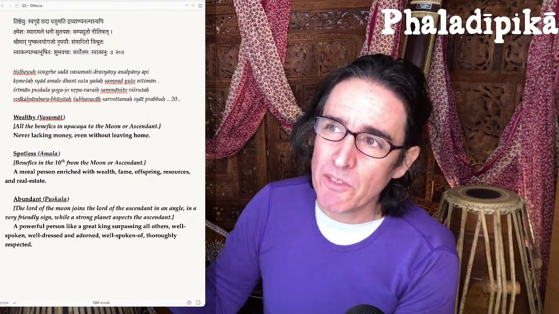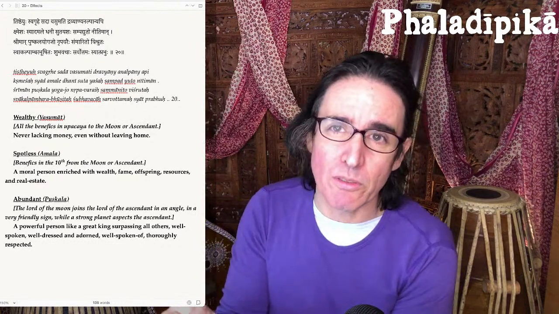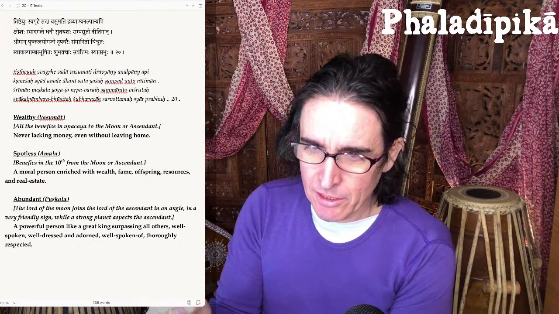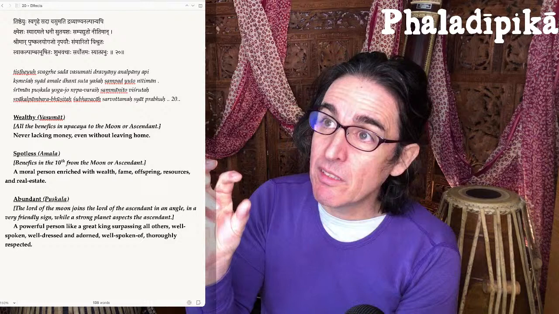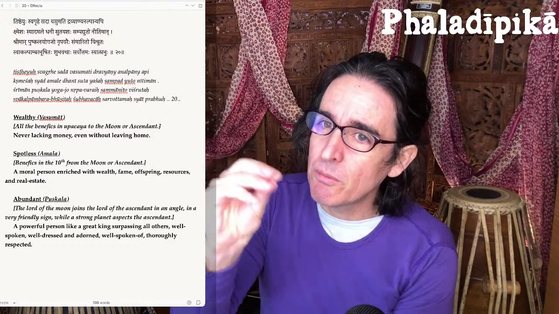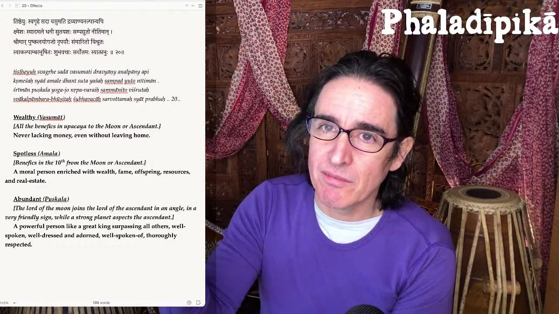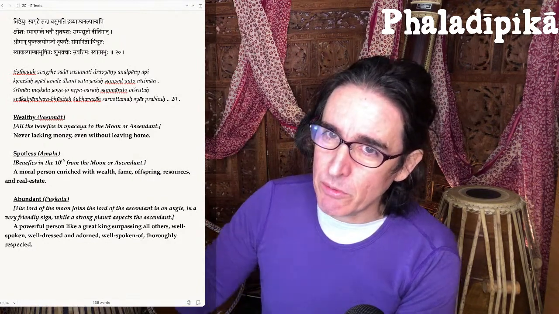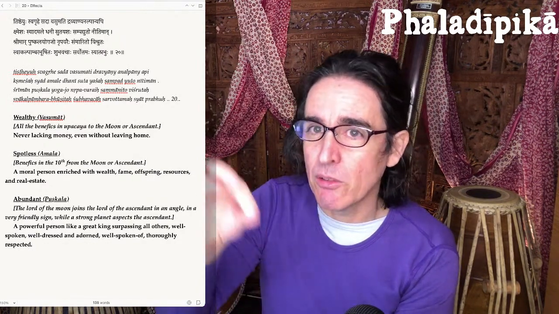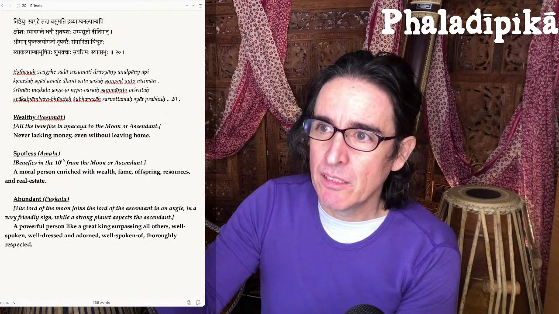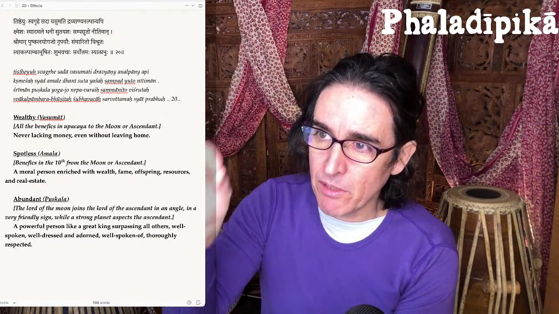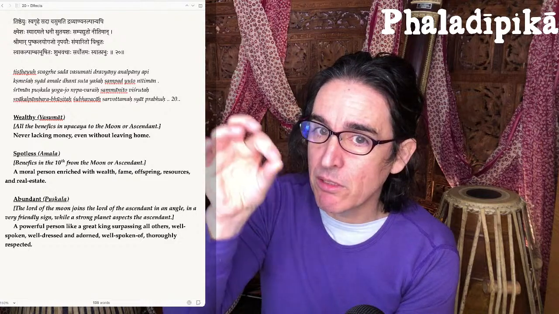Puṣkala, this one is really complicated, but not so much really, because it's just a bunch of DNA from other yogas put all into one creature. So first, the new thing here is Lord of the Moon joining Lord of Ascendant. And this is introducing a whole new category of yoga, which is going to repeat: Lord of A joining Lord of B. This is the first time we've seen this, I believe. The Lord of Moon joining the Lord of Ascendant.